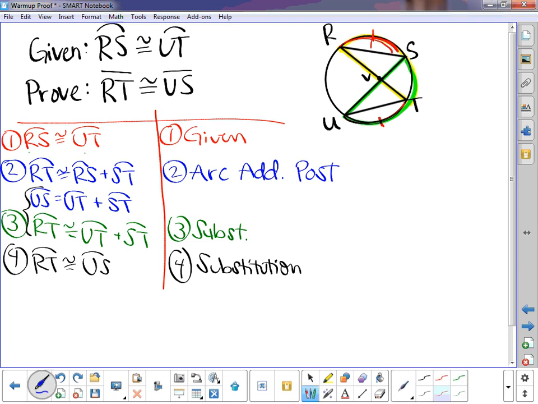Alright, and now that I have that the arcs are the same, the chords are the same. So now I can say RT, because that is the chord that's made up of arc RT, is going to be congruent to US, because that is the chord that's made up of the arc. So once again, congruent arcs have congruent chords. That was 5 steps, not even 6.